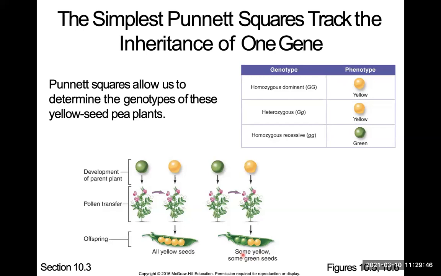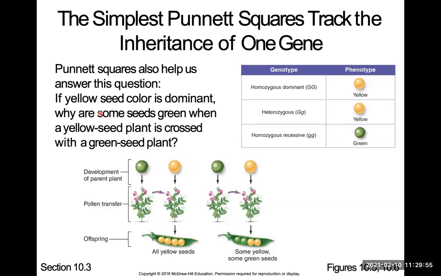the result is. So how come you're mating the same thing, but you're getting different results? So that's what we're going to look at next. So if yellow seed color is dominant, why are some seeds green when a yellow seed plant is crossed with a green seed plant? So why is this one only giving you yellow, but here you have yellow and green both? So this is when you look at if it's homozygous dominant, heterozygous, which one is mating with which.